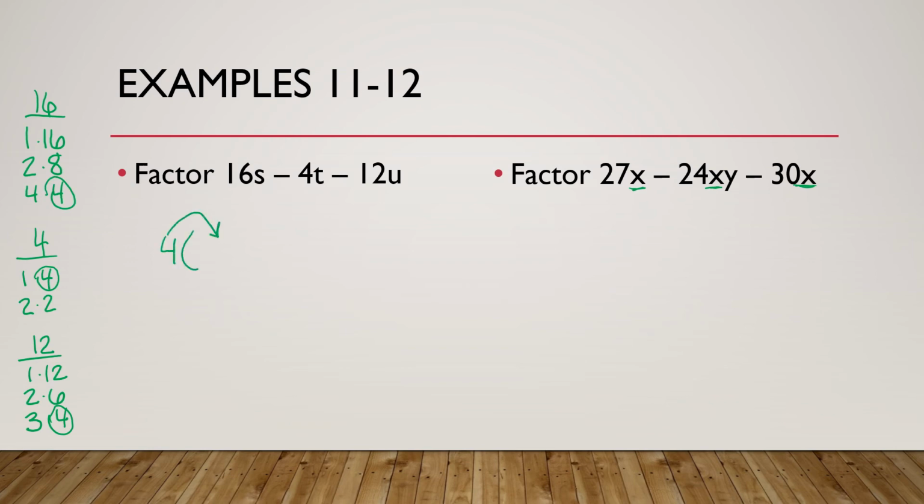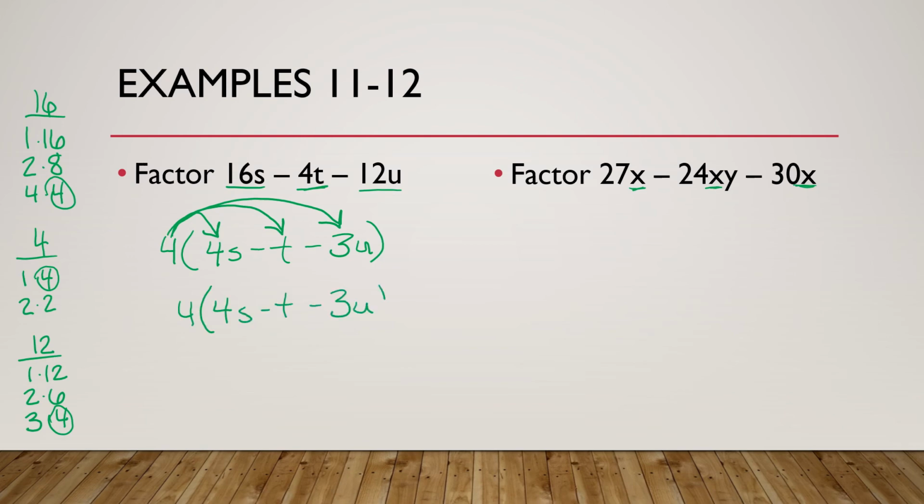So 4 times something should give us 16s, which is 4s. Bring down your minus sign. 4 times something should give us 4t. So that's 1t, which we're just going to write as a t. Bring down your minus sign. 4 times something else should give you 12u, which is 3u. So we get 4 times 4s, minus t, minus 3u.